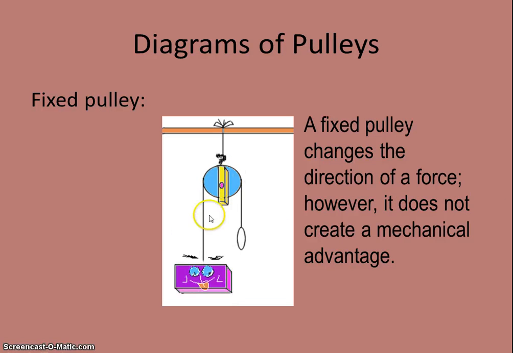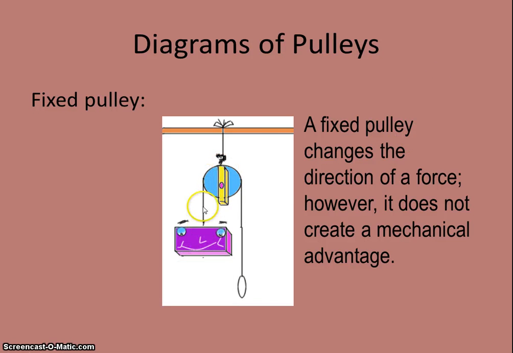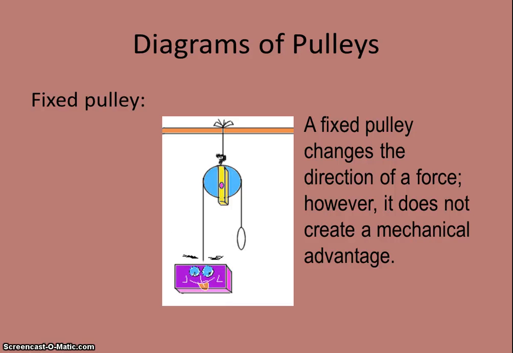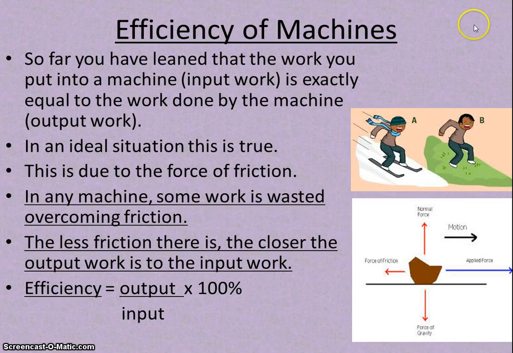Here we go, fixed pulley, same thing. It does not create mechanical advantage, only allows us to change the direction of our force, right? I want this box to go up, but I don't want to climb up here and pull it up. No, I want to be able to pull down on the pulley and pull up on the box, just like flagpoles, raising the sails on a boat. All those things are necessary.